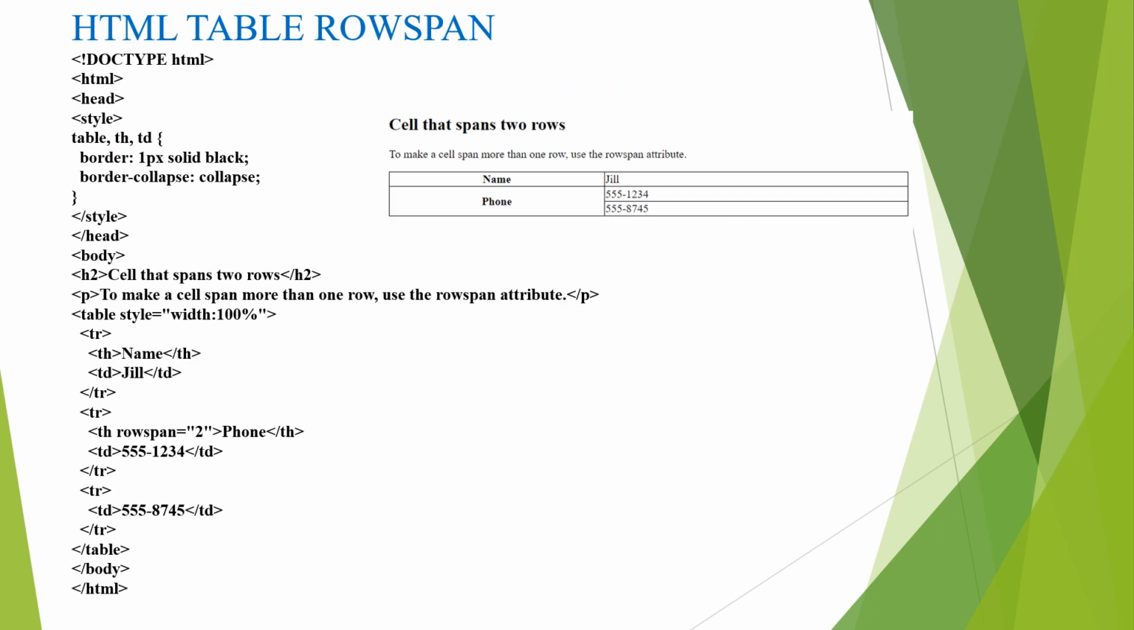This is a basic example for HTML table row span. As we can see in the output, here the first row and the second row are merged into a single row called phone. In the same way, in the code we write th rowspan equal to 2, and we define it as phone.